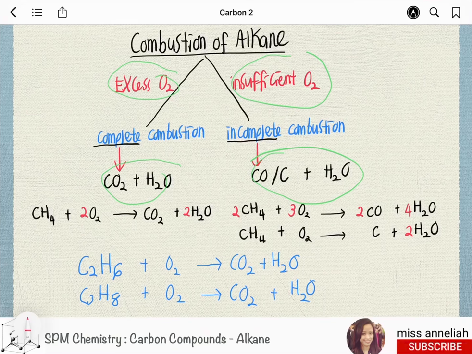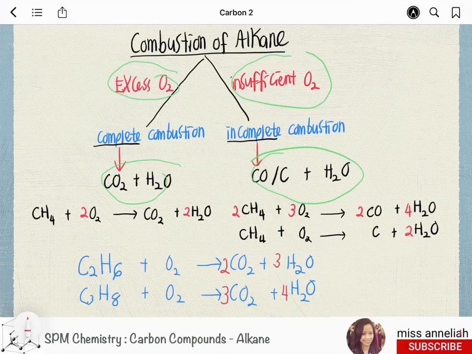Next, we will balance this equation. First, we will start with the number of carbon atom. C2, so 2 carbon in the reactant, so we put coefficient 2 in front of carbon dioxide. C3, 3 carbon atom, so we put 3 in front of carbon dioxide. Next, we will balance the number of hydrogen. C2H6, there are 6 hydrogen, so we put 3 in front of water. C3H8, 8 hydrogen, so we will put coefficient 4 in front of H2O.